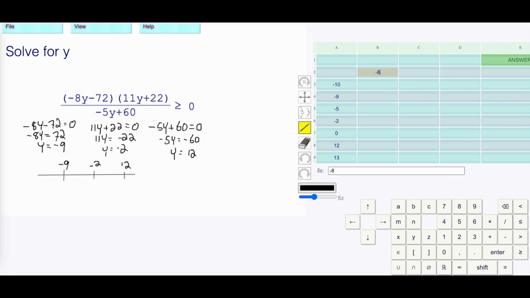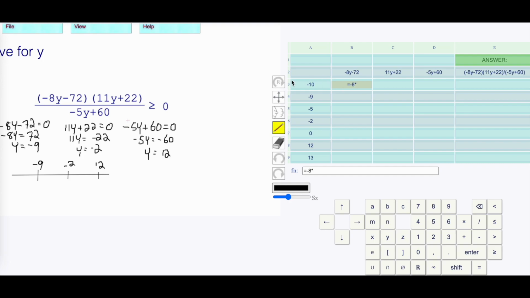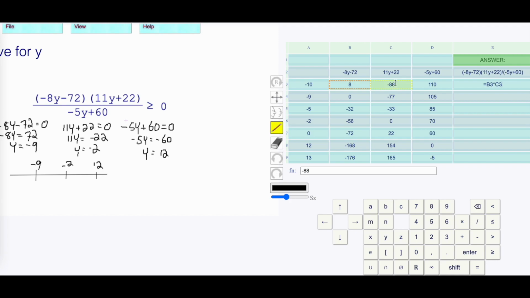This is negative 8y minus 72. This is the 11y plus 22, negative 5y plus 60. Then we're looking at the whole thing. Negative 8 times the y value minus 72. Fill that down. Here's our 0. Is equal to 11 times the y value plus 22. Fill those down. Is equal to negative 5 times the y value plus 60, and then fill those down. I want to see what happens when I multiply the two tops divided by the bottom.